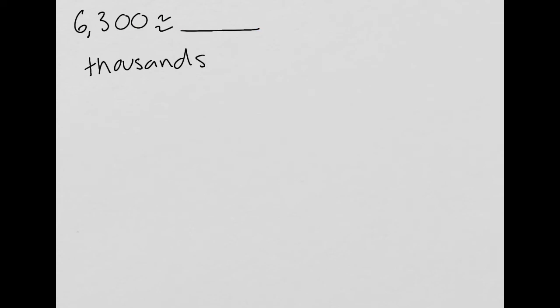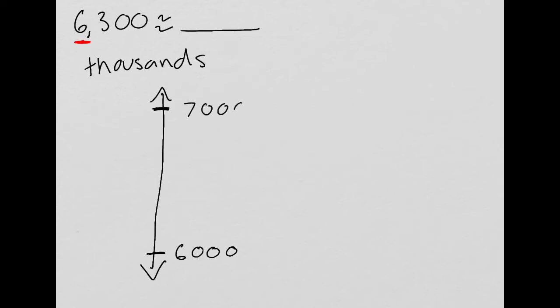Okay. 6,300, rounded to the nearest thousands. Number line it up. Finding a bottom end point and a top end point. I'm rounding to the nearest thousands place, so I'm going to underline my thousands, which is the 6. So when I think about how many thousands are in 6,300, I know that there are 6,000 of them. One more 1,000 than 6,000 is 7,000. So when I round it to the nearest thousands place, I'm either rounding it to 6,000 or 7,000.